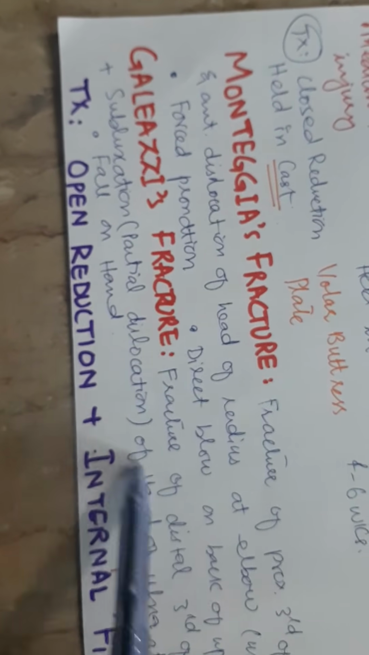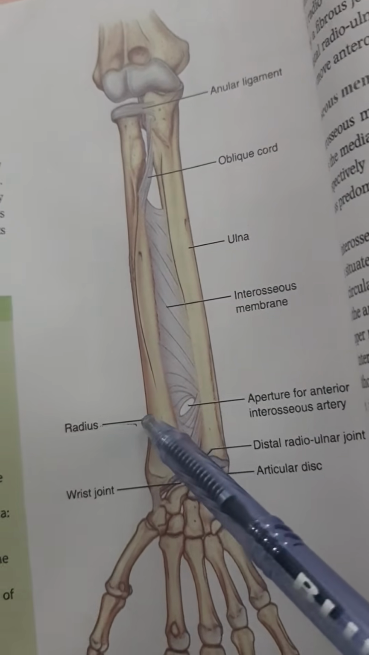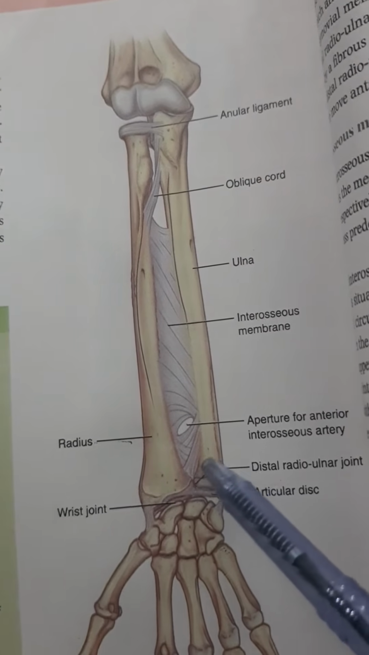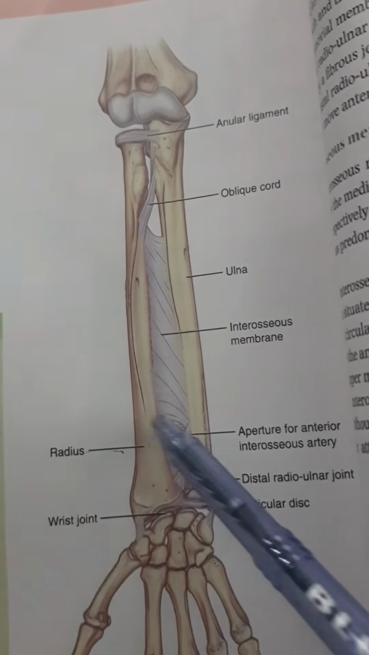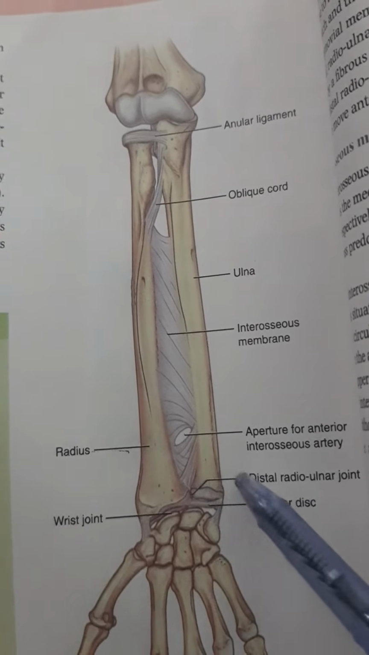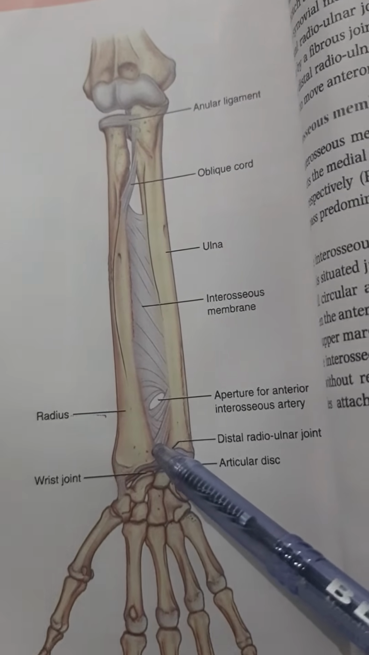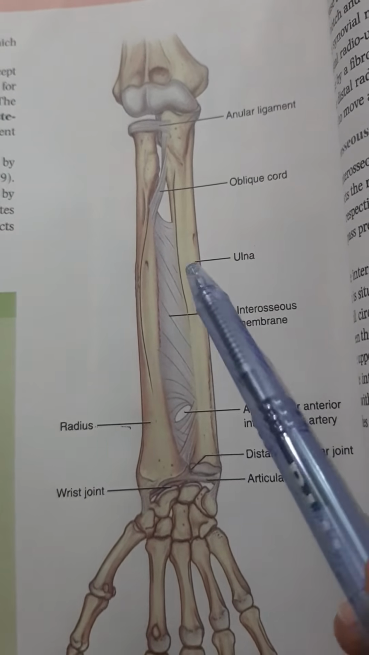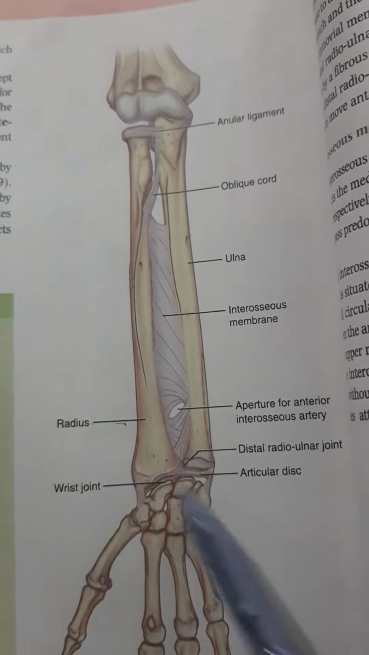Now Galeazzi's fracture. In Galeazzi's fracture, there is fracture of the distal third of the radius and subluxation or partial dislocation of the head of the ulna at the wrist joint. In both of these fractures, fracture of one bone occurs and displacement or dislocation of the other bone occurs. Galeazzi's fracture usually occurs due to a fall on the hand.